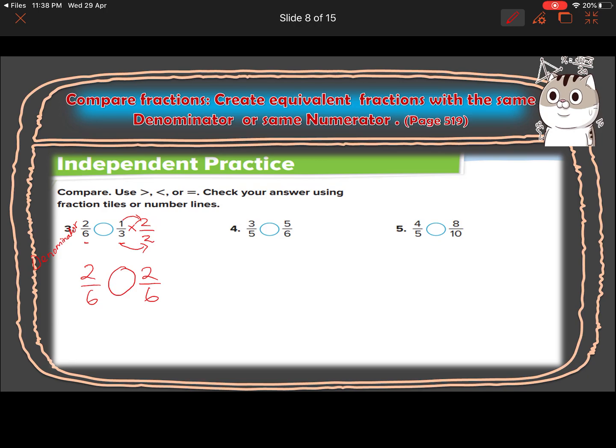Now see, our denominators are same. And if the denominators are same, we know that the numerators are also same. It means both fractions are equal. Good.